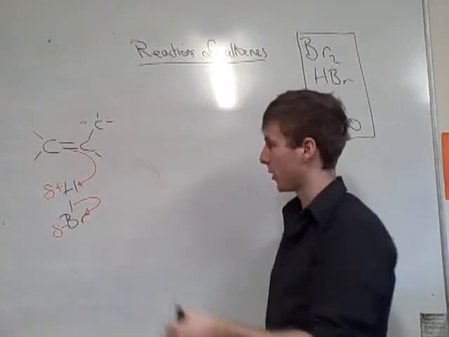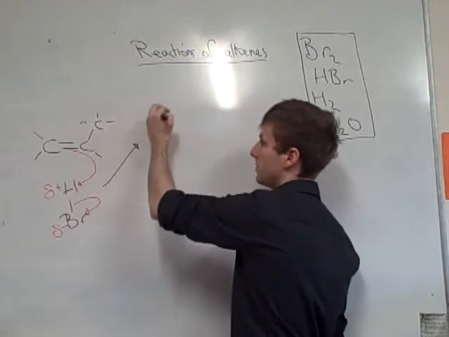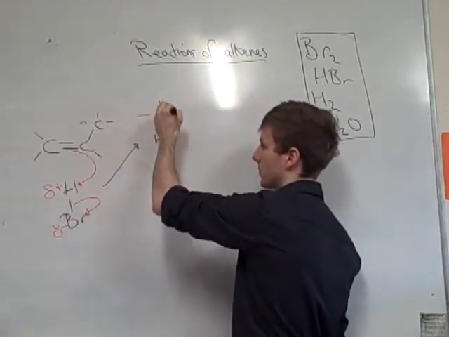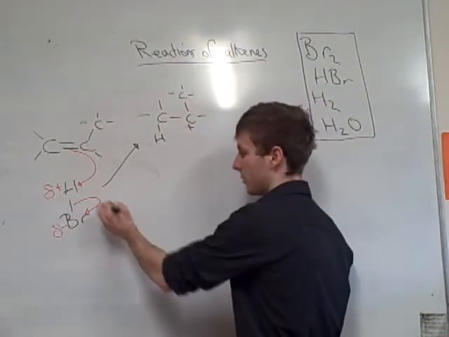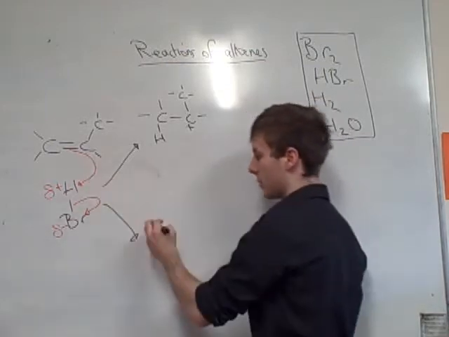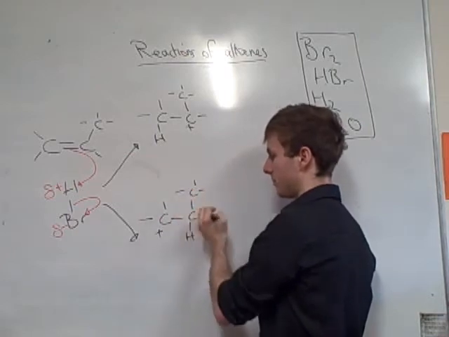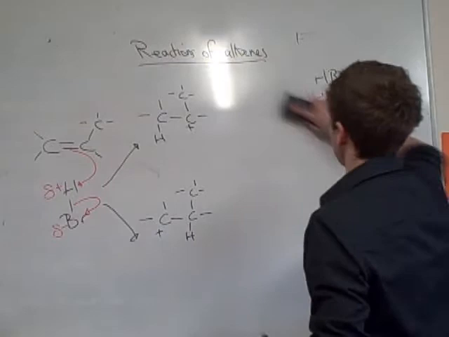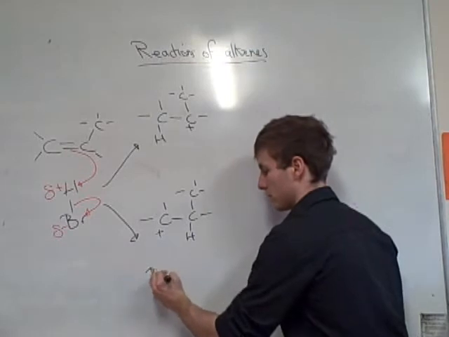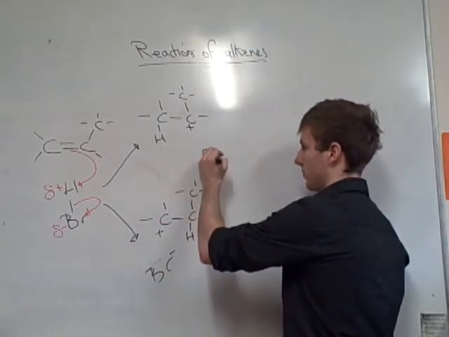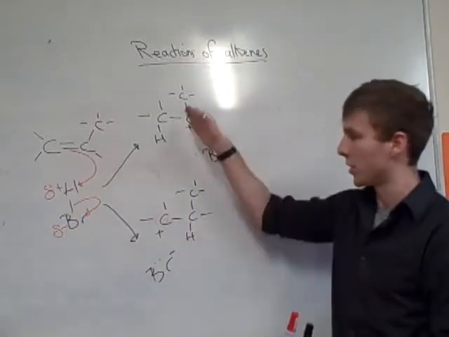And if I draw that out, hopefully you'll be able to see that. So what we could have is the hydrogen attaching to this carbon. Or what we could have is the hydrogen attaching to this carbon. Okay, we need a bit more space. And you're going to end up with your Br minus in both cases, with your lone pair. So depending on which carbon the hydrogen bonds to, depends on which one of these you get.